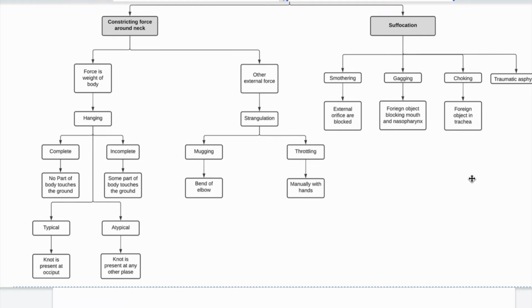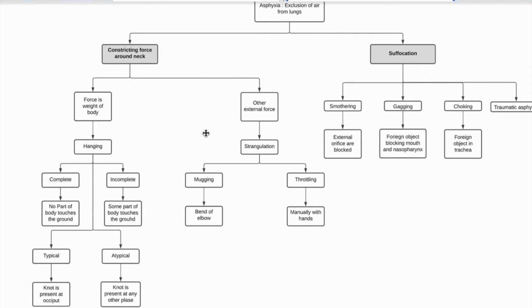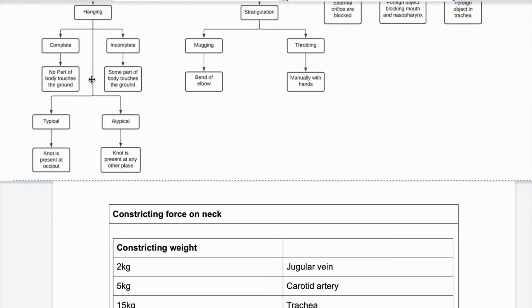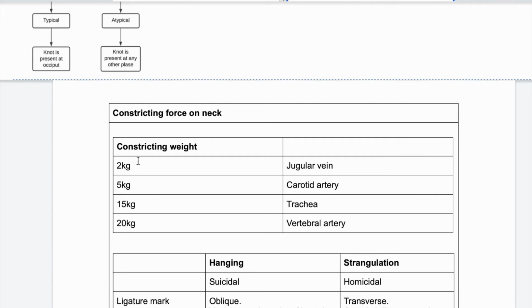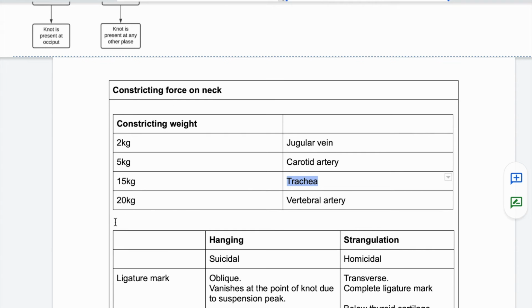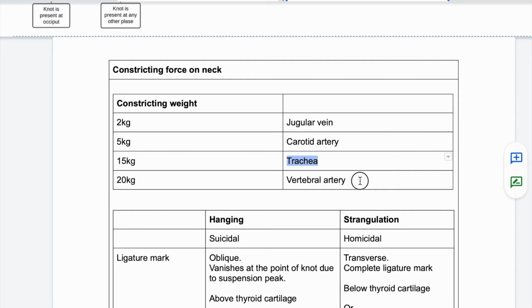So here we will deal mostly with the constricting force around the neck part. So when the weight is 2 kgs, or the force is 20 newtons, we have compression of the jugular vein. When the force is 50 newtons, we have compression of the carotid artery. When the force is 150 newtons, the trachea gets compressed, and when the force is 200 newtons, the vertebral artery gets compressed.